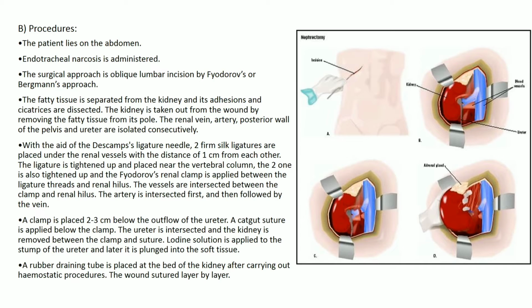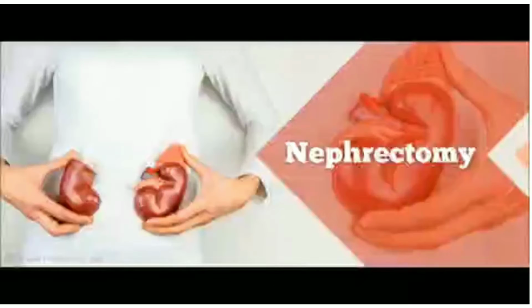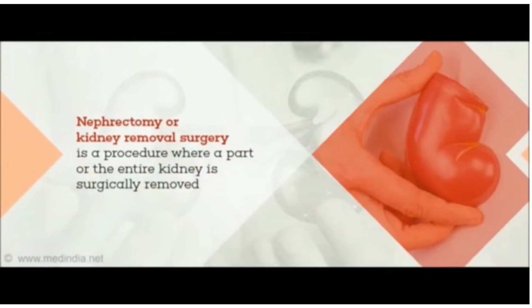A rubber draining tube is placed at the bed of the kidney. After carrying out the hemostatic procedure, the wound is then sutured layer by layer. Nephrectomy or kidney removal surgery is a procedure where a part or the entire kidney is surgically removed.